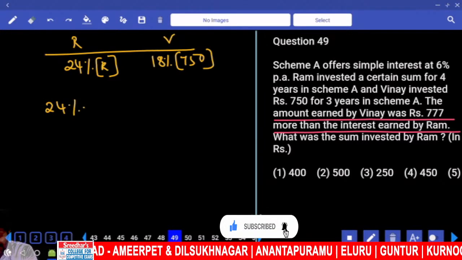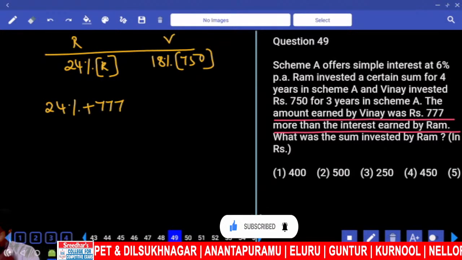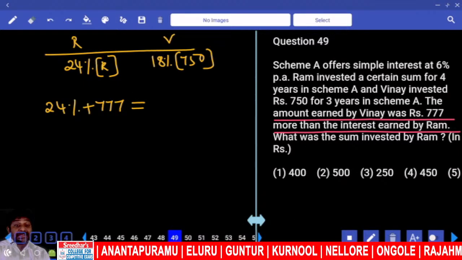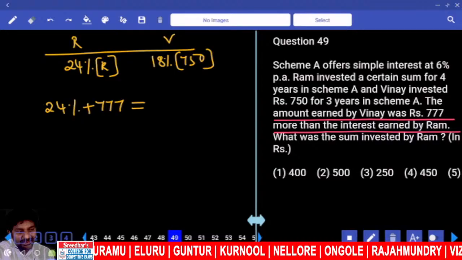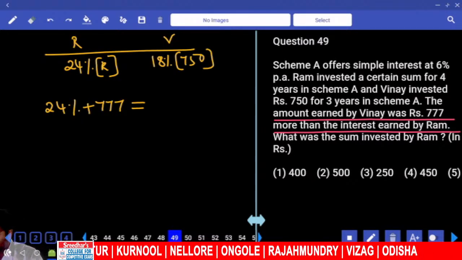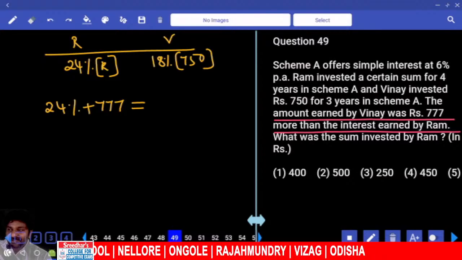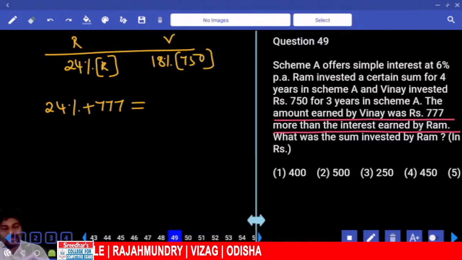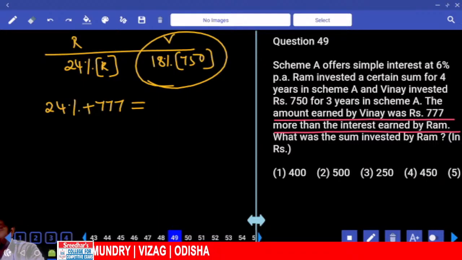24% plus 777 is equal to amount received by Vinay. Be careful here. Underlined statement: the amount received by Vinay was 777 more than interest received by Ram. Are you okay? What is this 18%? Interest. How much is 18%?